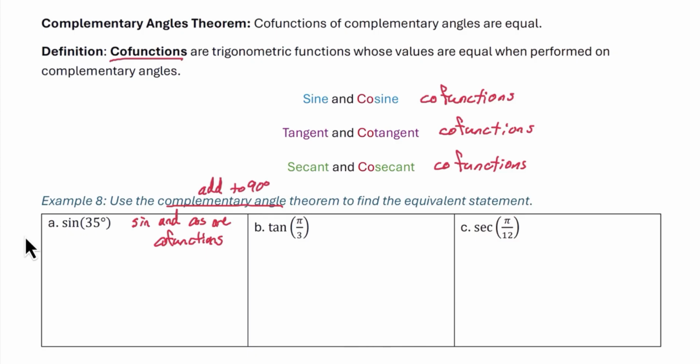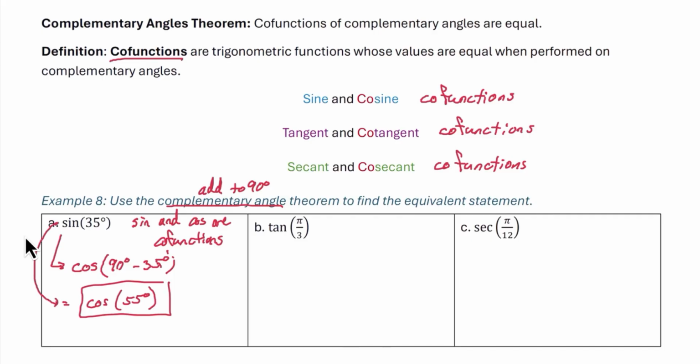So let's use those two things. Sine of 35 degrees, we can use the cofunction cosine, and to find the complement to 35 degrees, we will subtract 35 from 90. And here we get cosine of 55 degrees. Cosine of 55 degrees is the same as sine of 35 degrees. They're equal.